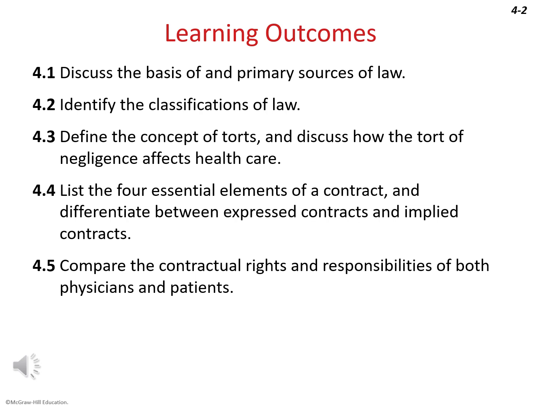The important learning outcomes for this chapter are to understand the basis and primary sources of law, identify the classifications of law, and we're going to define the following concepts of torts and discuss how the tort of negligence affects healthcare. We are going to list the 4 essential elements of a contract and differentiate between express contracts and implied contracts. We are also going to compare the contractual rights and responsibilities of both the physicians and the patients.